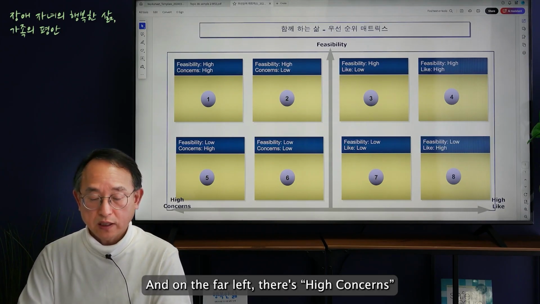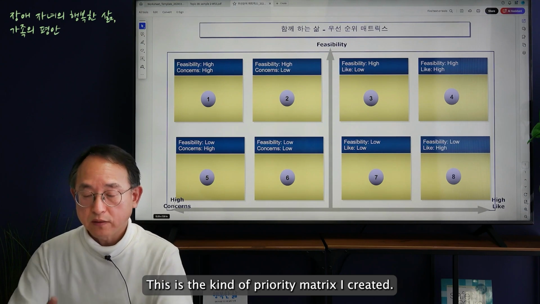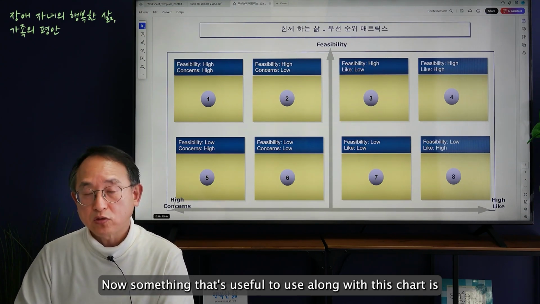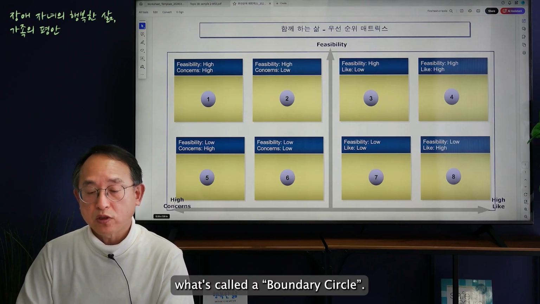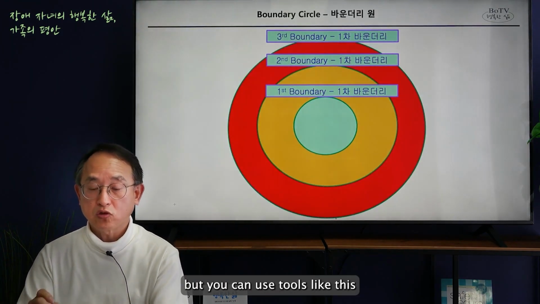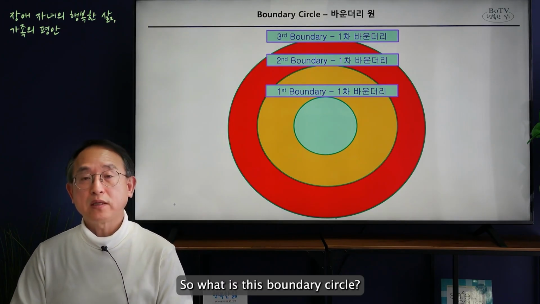And on the far left, there's high concern, where you write down any worries or concerns. This is the kind of priority matrix I created. Now, something that's useful to use along with this chart is what's called a boundary circle. I also just made this up myself. It's very simple, but you can use tools like this to try writing things down. So, what is this boundary circle?